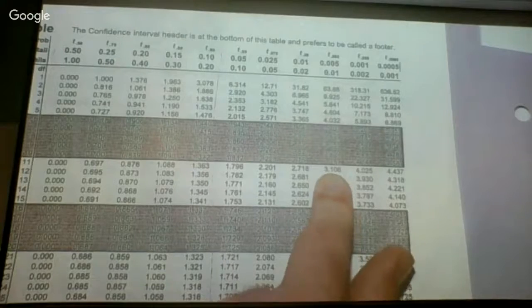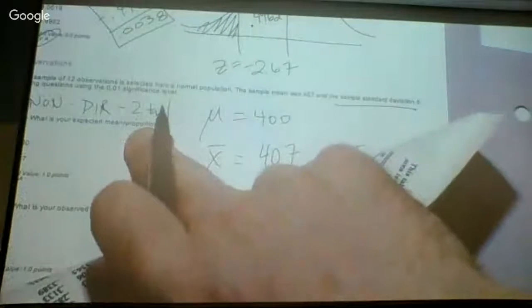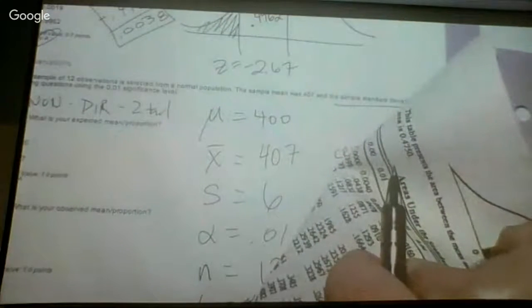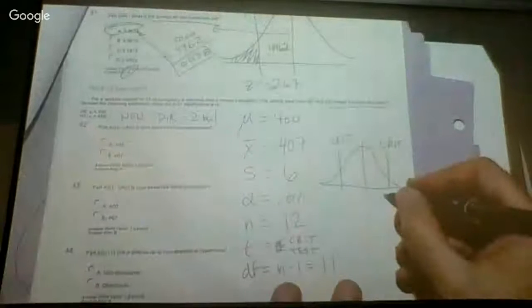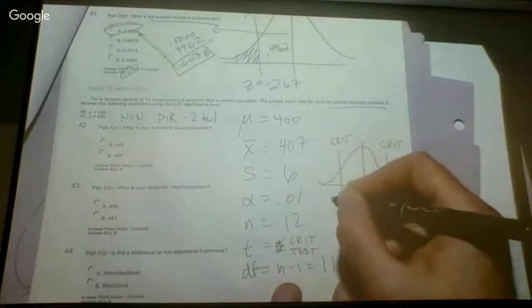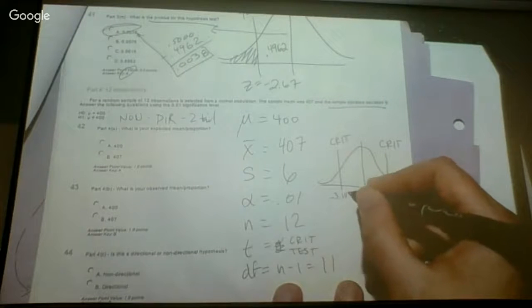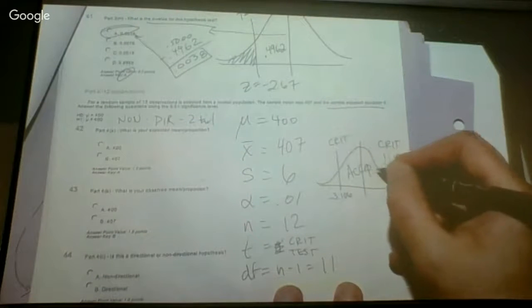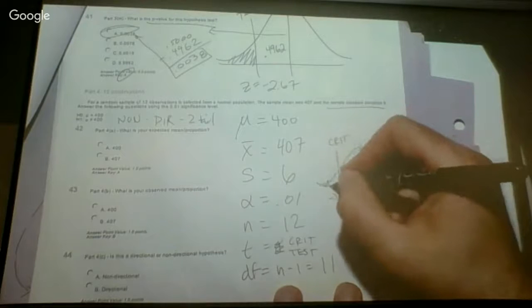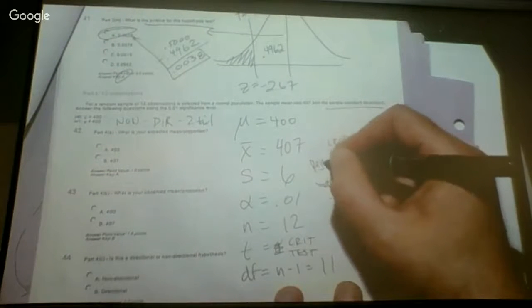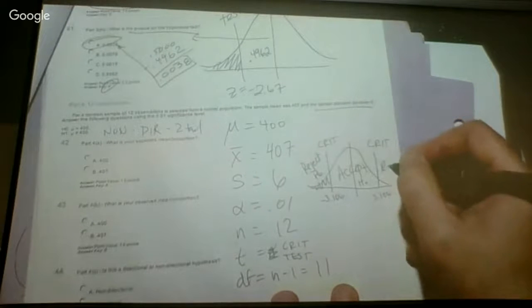3.106. 2-tailed test. Alpha is 0.01. And we need 11 degrees of freedom. 3.106 and negative 3.106. Critical values divide our distribution into regions where we accept or reject the null.